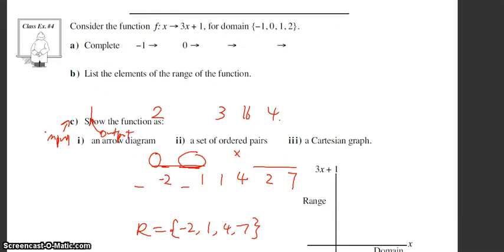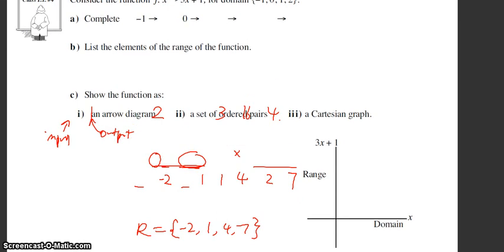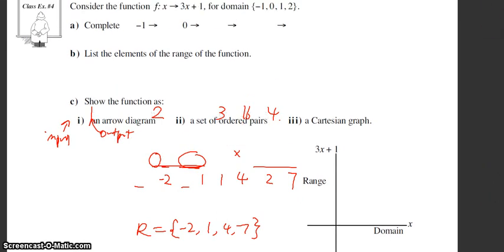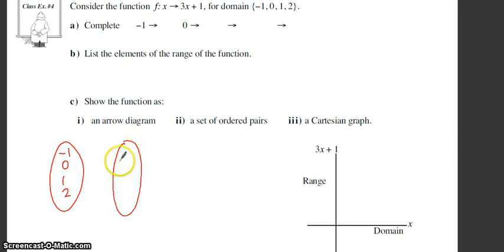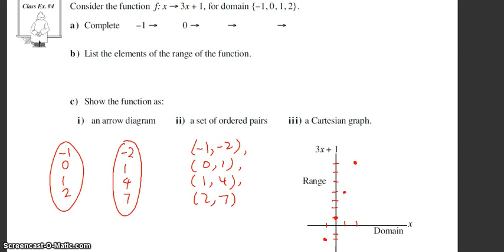All right, show the function as ordered pairs, as an arrow diagram, as mapping: -1, 0, 1, 2. I think it means mapping notation. I'll write down all the answers here for you. For the coordinates, just write them as coordinate pairs. Make sure you put them in brackets with a comma, x and y. And then you draw the graph.